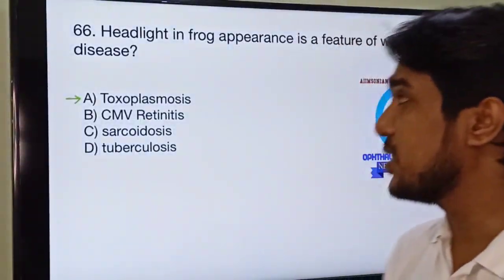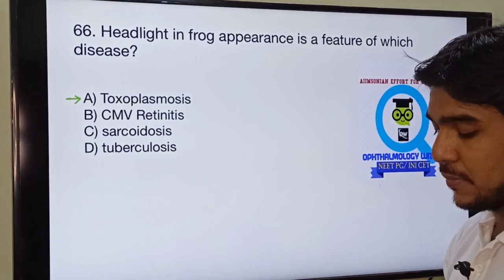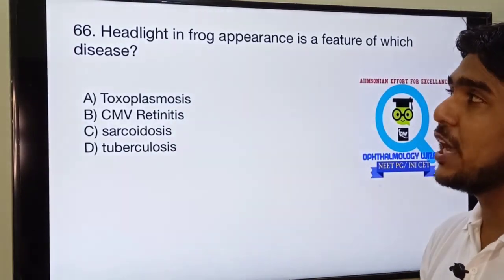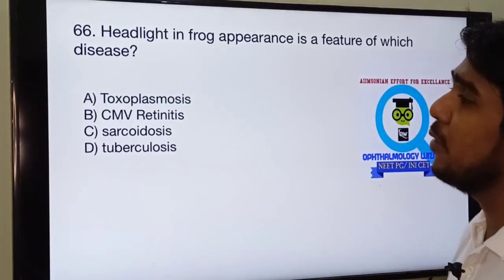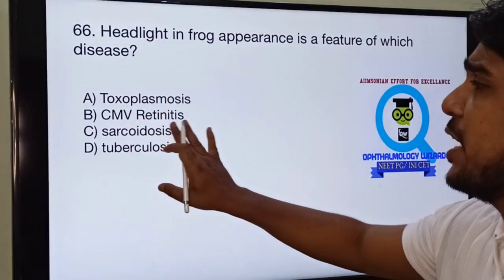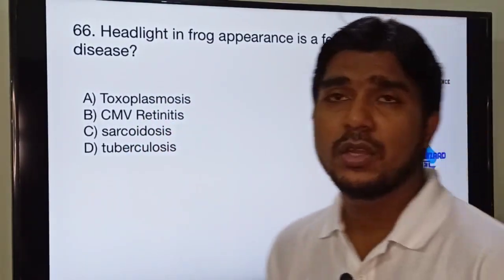Coming to 66. Headlight in fog appearance occurs in the feature of which disease? Toxoplasmosis, CMV retinitis, sarcoidosis, tuberculosis. Answer.